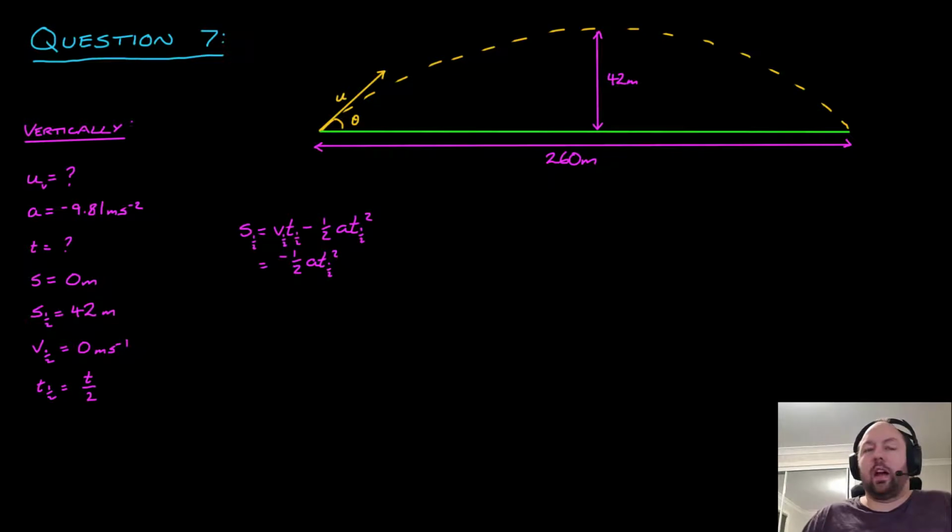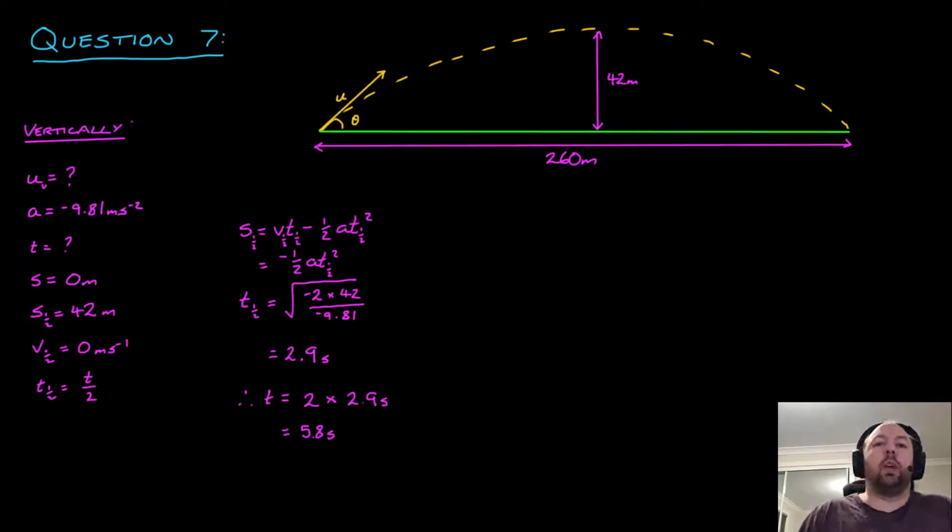So working at this halfway point and using s equals vt minus half at squared, v is going to be 0, so that first term disappears and we get negative half at squared. Rearranging gives us that the time to reach the maximum point is equal to the square root of negative 2 times 42 divided by negative 9.81, and this gives us a time of 2.9 seconds. And from this, we can work out that the total time of flight is 2 times this answer, which is approximately 5.8 seconds.